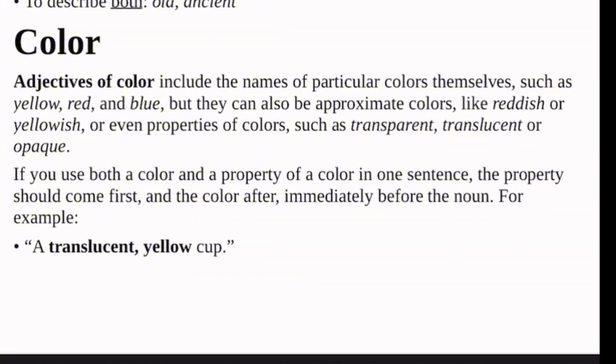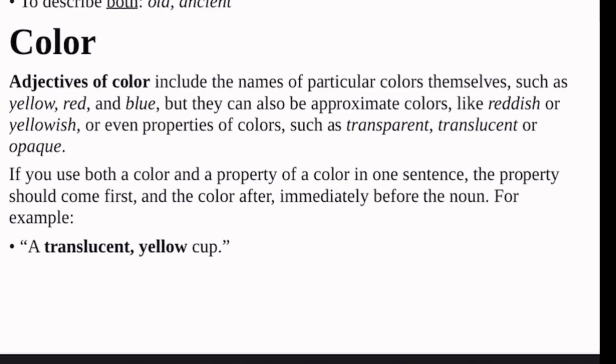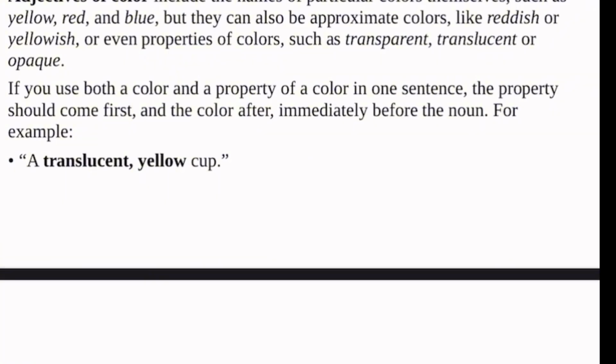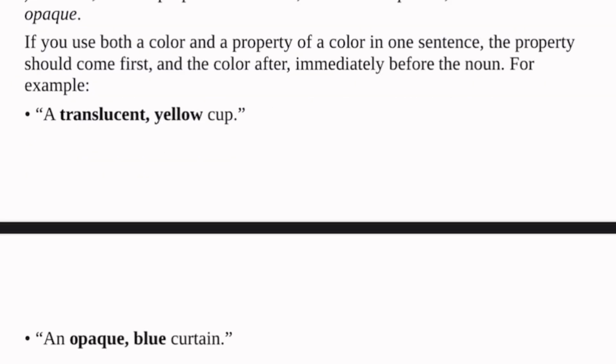Or even properties of color, such as transparent, translucent, opaque. This is important. If you use both a color and a property of a color in one sentence, take note: the property should come first and the color after it, immediately before the noun. For instance, a translucent yellow cup. You don't say a yellow translucent cup. Translucent is a property of color, while yellow is the color itself. An opaque blue curtain.